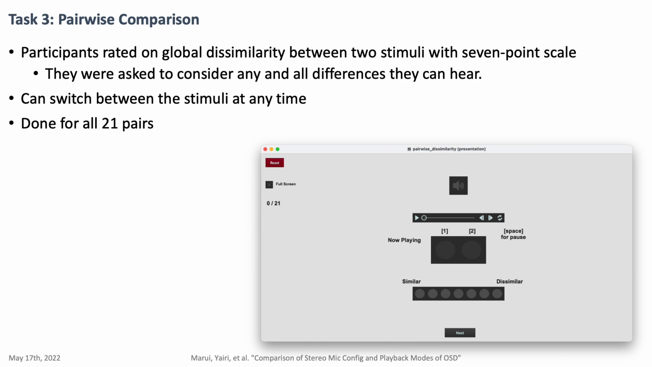The third task was pairwise comparison. Participants were asked to rate on global dissimilarity between 2 stimuli with 7-point scale. They were asked to consider any and all differences they can hear.